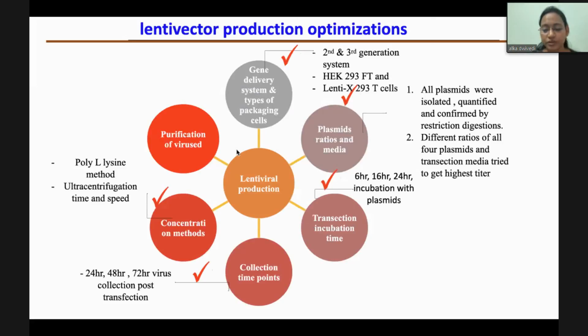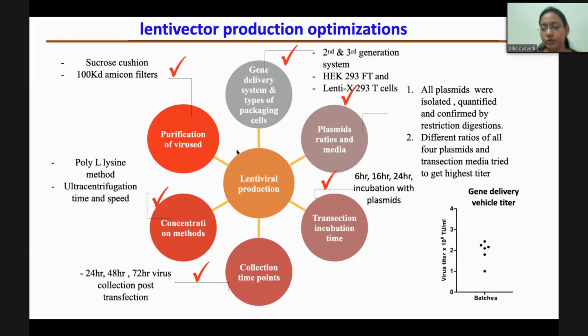After the concentration, there should be purification of these viruses, because unpurified virus will indirectly kill the T cells. So we also purified these viruses. We used different methods like sucrose cushion as well as a 100 kDa Amicon filter. After all this optimization, we were able to achieve, on average, a lentiviral titer of 200 million TU per ml.